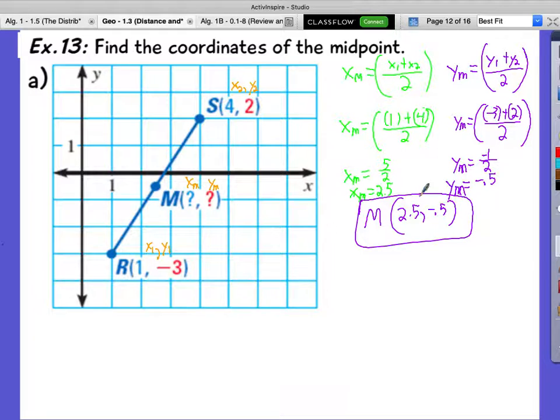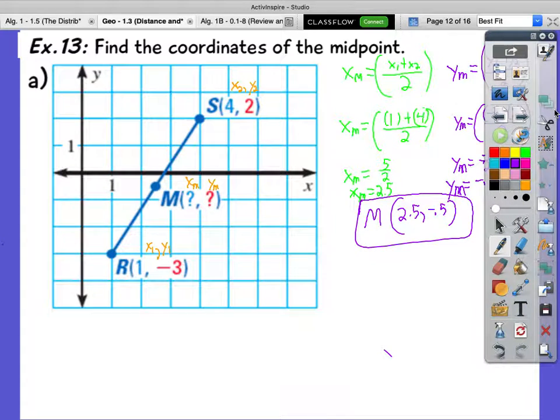And if you guys look over here, 2.5 comma negative 0.5, well 0, 1, 2, 3, is that about halfway between 2 and 3? So 2.5 is reasonable. Negative 0.5, is that halfway between 0 and negative 1? Yeah, I'd say that's reasonable then. Questions on that?